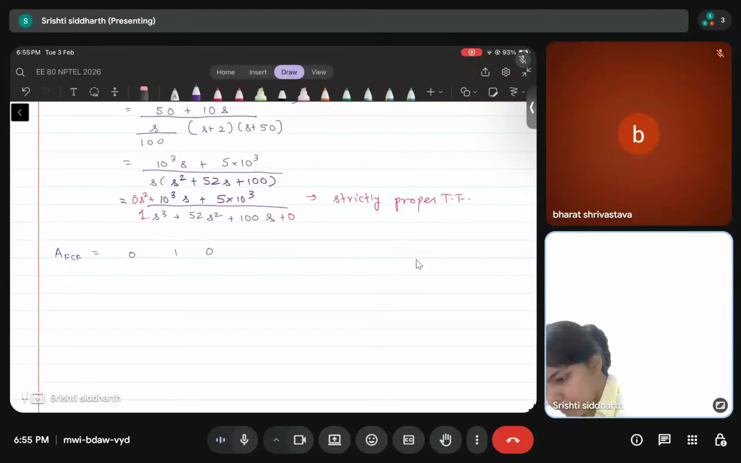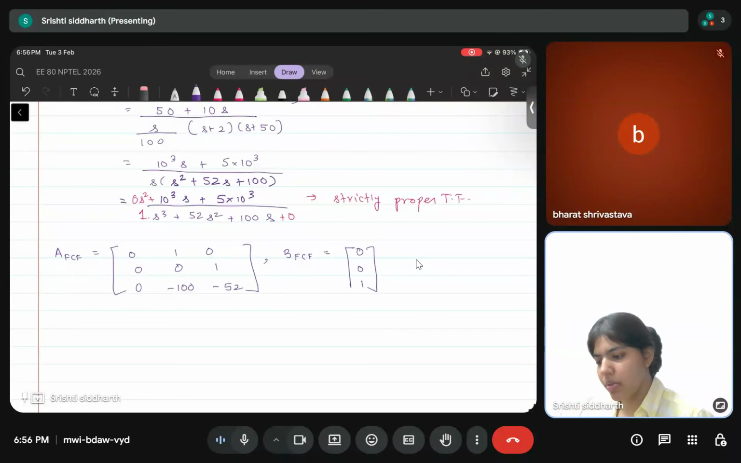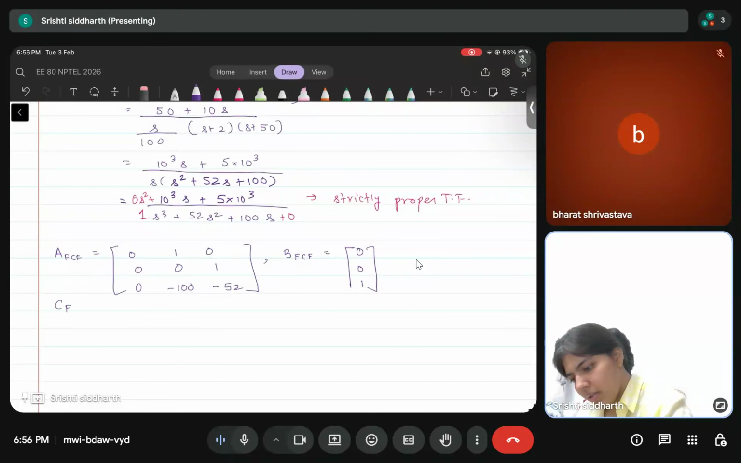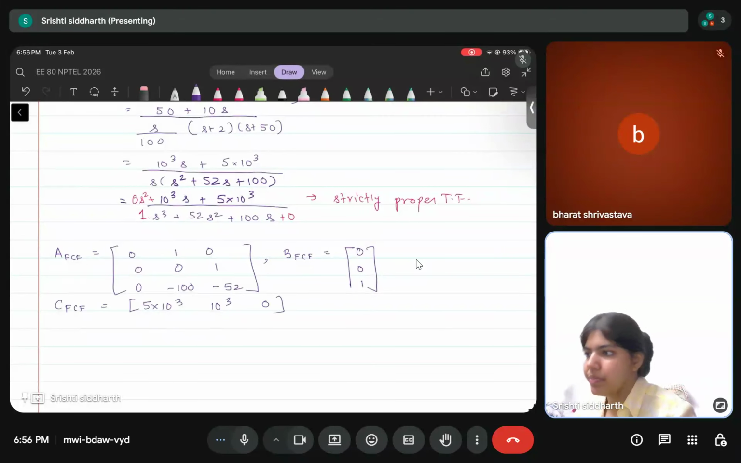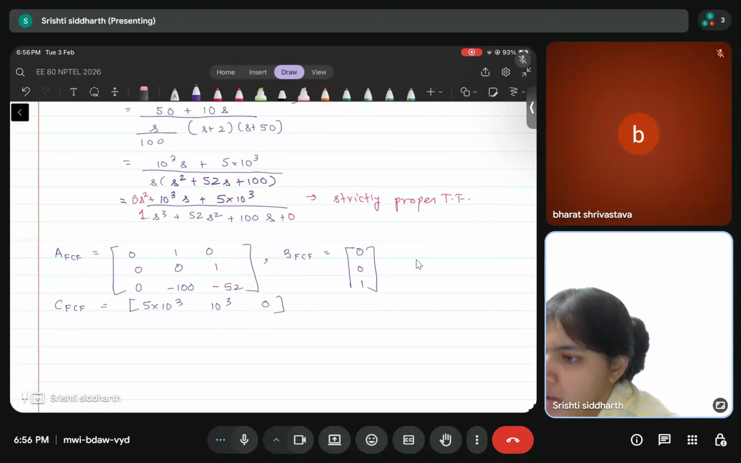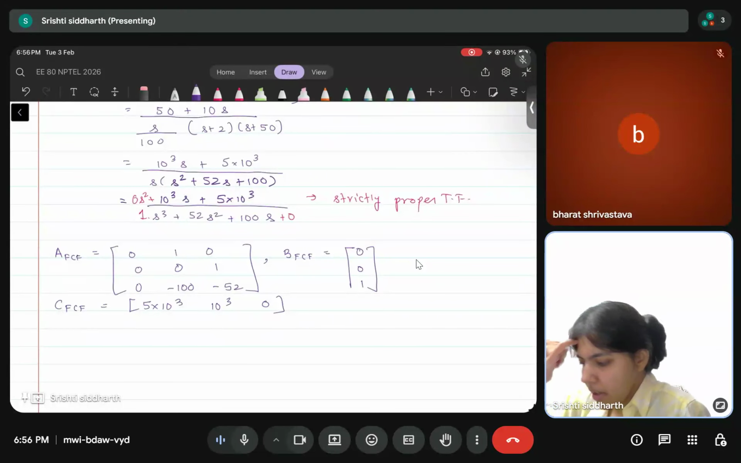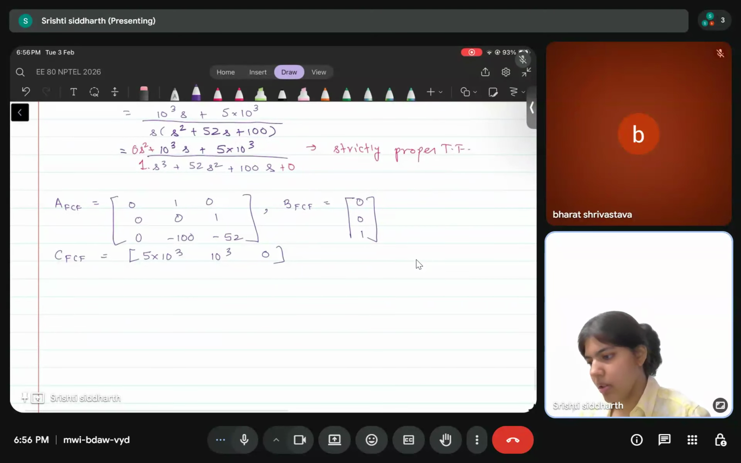0, minus 100, minus 52. B is the standard column vector 0, 0, 1. And C in the first companion form is simply 5 into 10 to the power 3 and 10 to the power 3. Alright, so let's pause for a second. If you have any doubts, please go ahead and ask me. Next, we'll move on to the Jordan canonical form.